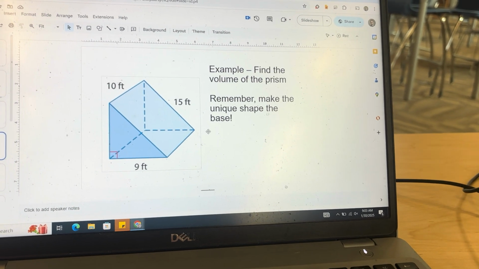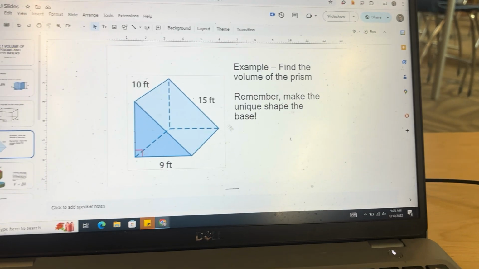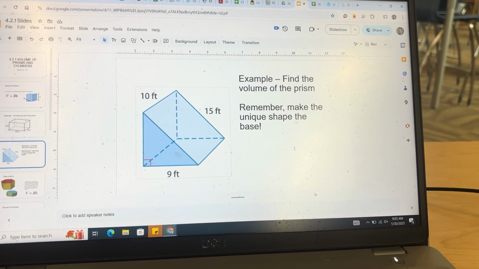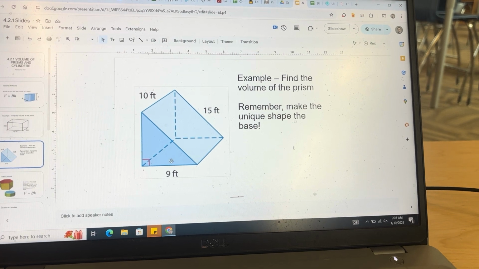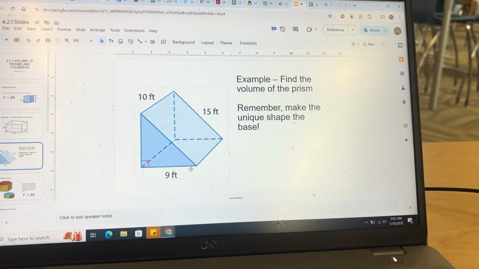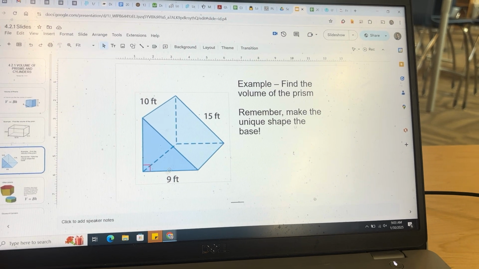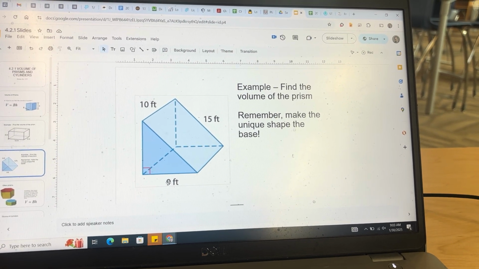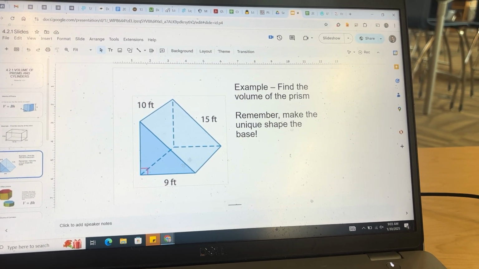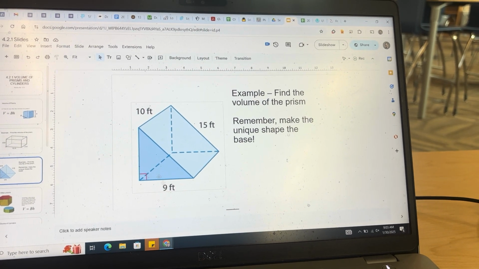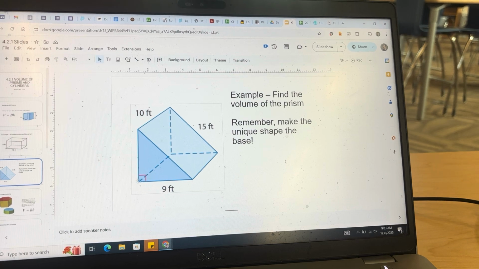On this one here, there's some work that we kind of have to go through. We're going to use that unique shape to make the base. So this triangle is going to be what we're looking for. We've got a right triangle. We have the base, but we don't have the height here. So we go 15 squared minus 9 squared, but really, I know ahead of time this is a 3, 4, 5 right triangle. So this is 9. This is going to be 12 over here on this side.